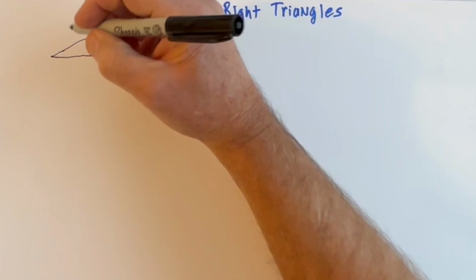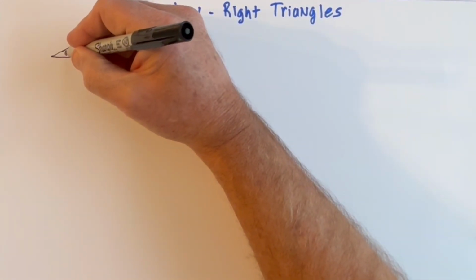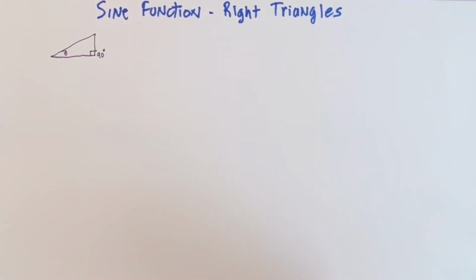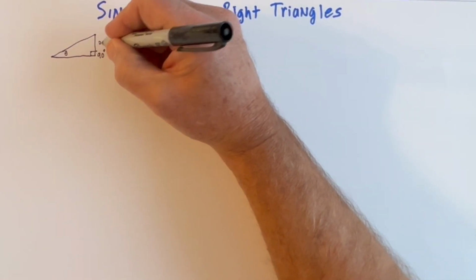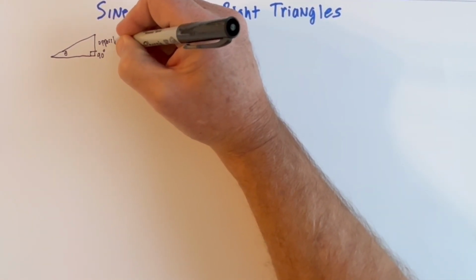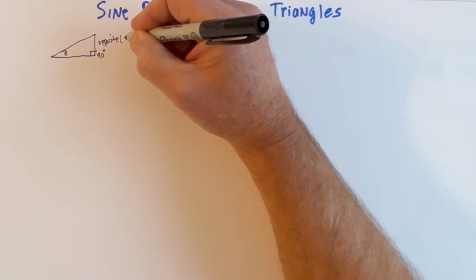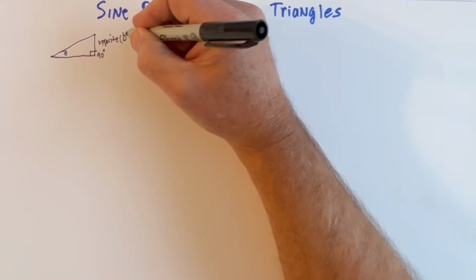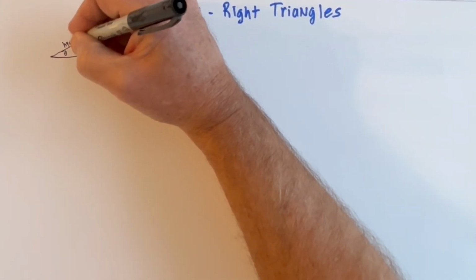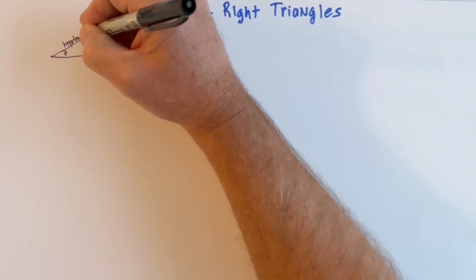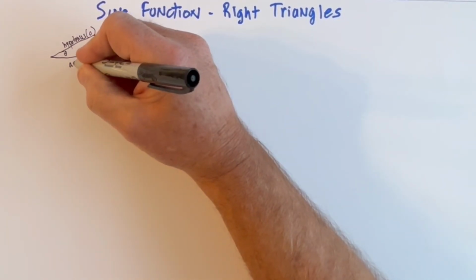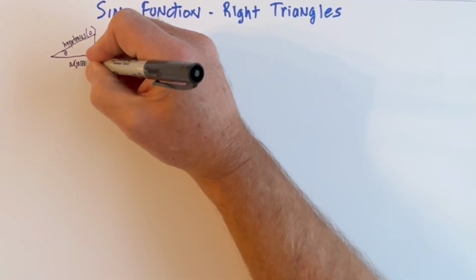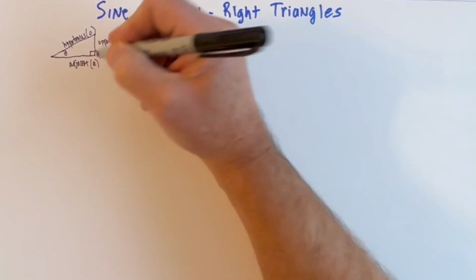Now we start labeling these other angles. This is going to be our angle theta. The side opposite the angle we're interested in is called the opposite, and we're going to label that as B. And this is the hypotenuse. We'll label that as C. And this is called the adjacent side. We'll label that A.